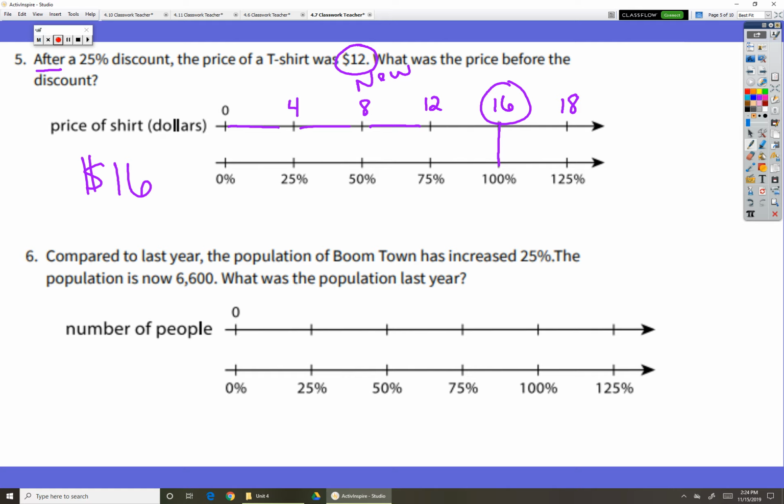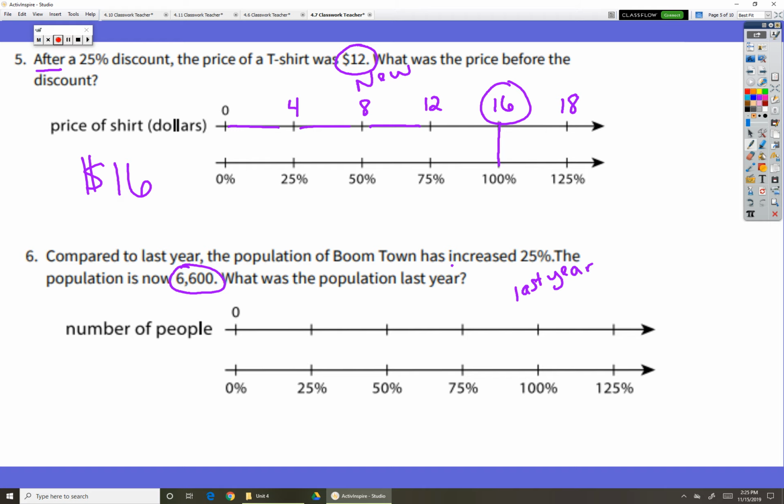Okay, let's do the same thing with number 6. Try this one completely on your own and then come back and check. Okay, compared to last year, the population of Boomtown has increased 25%. The population is now 6,600. What was the population last year? Well, last year would have happened first, so that would have been original. So this is not the original amount and should not go above 100%. Above 100% is going to be last year, whatever that is.